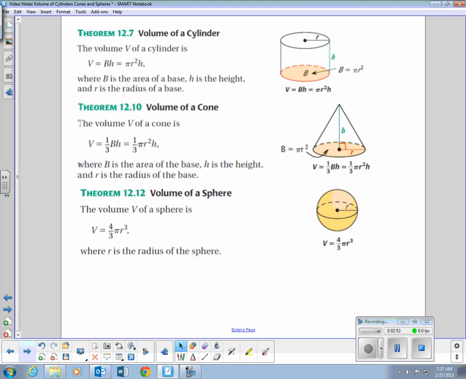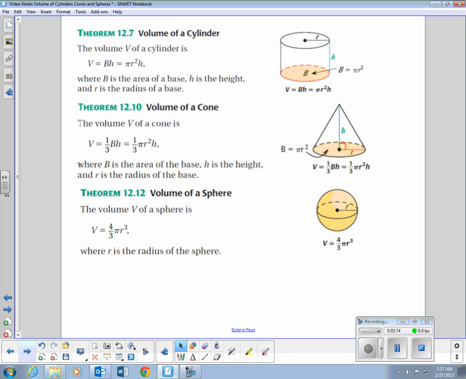All right, so here are our formulas for today. The volume of a cylinder is big B times h, but in a cylinder, we replace the base with the circle formula, which is pi r squared. For the cone, it's 1/3 big B h, just like a pyramid. But again, we replace the base with the circle that's there, so that's pi r squared. And we have our sphere volume formula, 4/3 pi r cubed. Be careful of the r cubed.